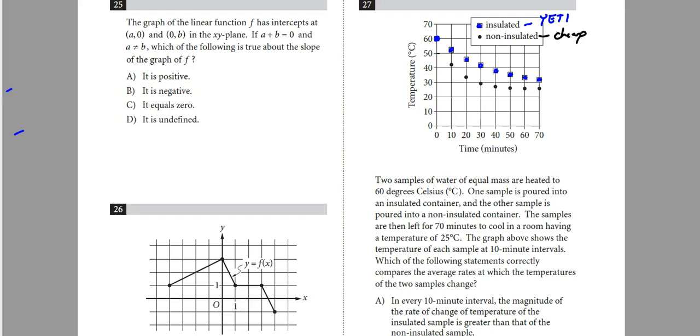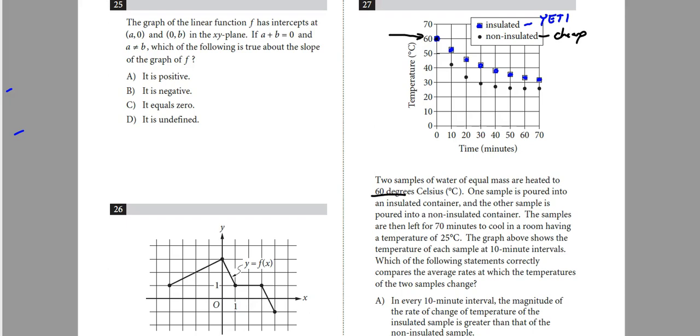Well, let's read the paragraph, see what happens. So 2 samples of water are heated. They start at 60 degrees. So that's why our chart, both the black and the blue dot, starts at 60. Then they pour part of it in the insulated, part of it in the non-insulated. They then give them 70 minutes to cool, and every 10 minutes they track it to see where it's at. Room temperature is 25, so eventually it gets down there.